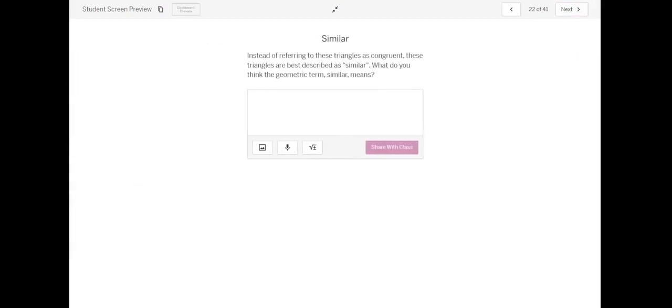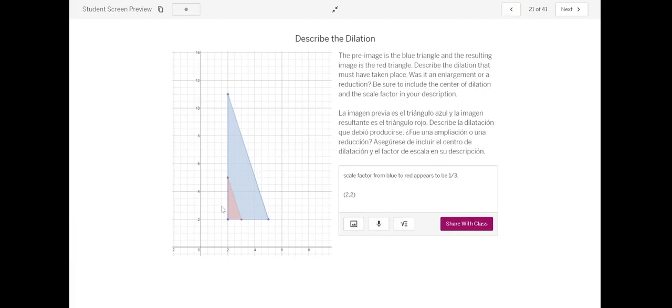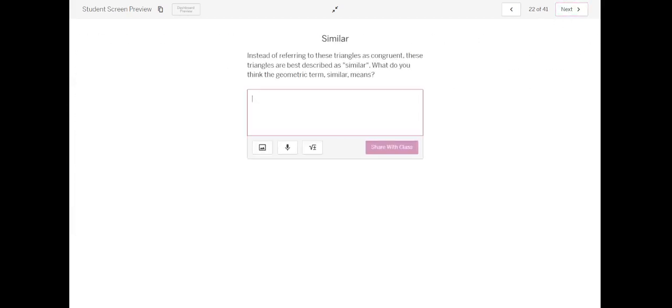Instead of referring to these triangles as congruent, these triangles are best described as similar. What do you think the geometric term similar means? Okay, so similarity, we're just calling these similar because they do stay the same shape. They have the same slopes. But notice the sizes change with a scale factor that's consistent. All 3 sides have a scale factor of 1/3, right? You got a third of that, a third of that, and a third of that, and it shrunk. Okay, so a consistent scale factor is important to similarity.